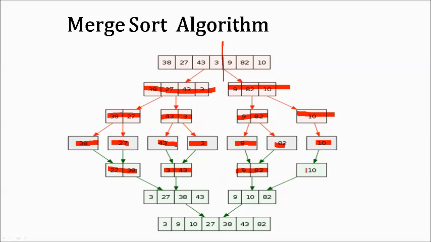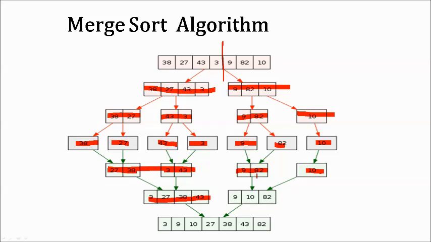Okay, next. 10 is a single element. I'm just going to write it up. Okay, next, we're going to merge two sets. Okay, this one. Now, merge and sort. So 3. Okay, next, 27, 38, 43 is the sorted element of the two sets.